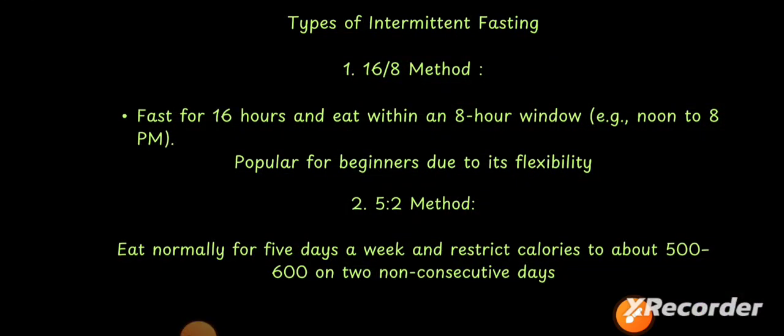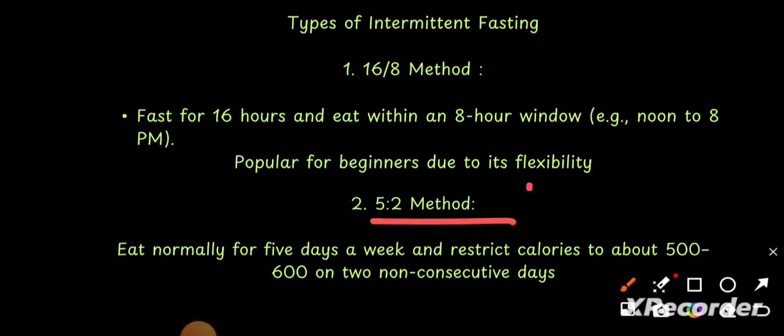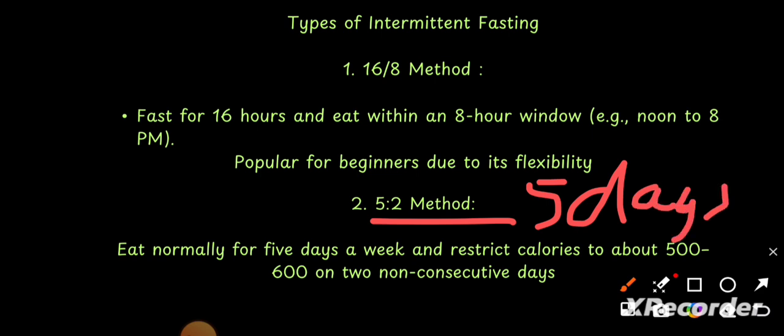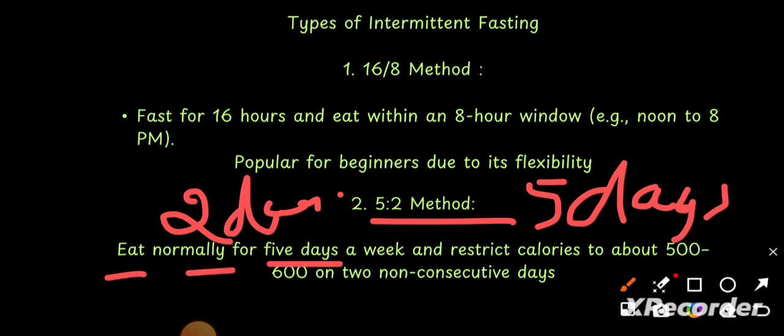The second method is the 5:2 method. Here 5 denotes 5 days and 2 denotes 2 days. You could eat normally for 5 days of the week. In a week we have 7 days.